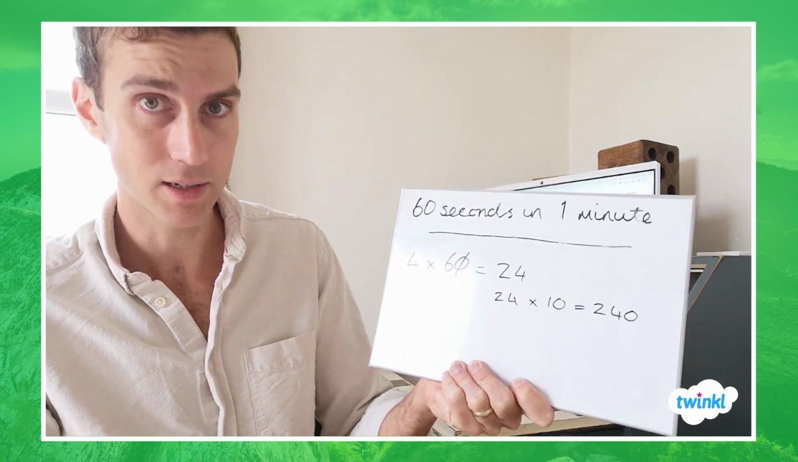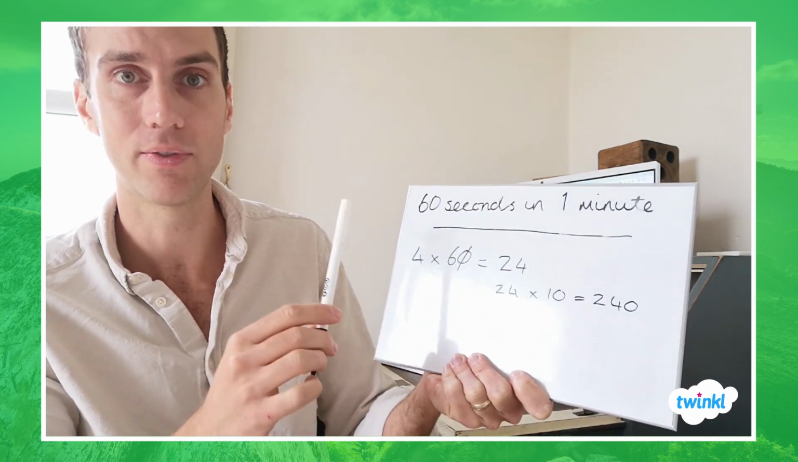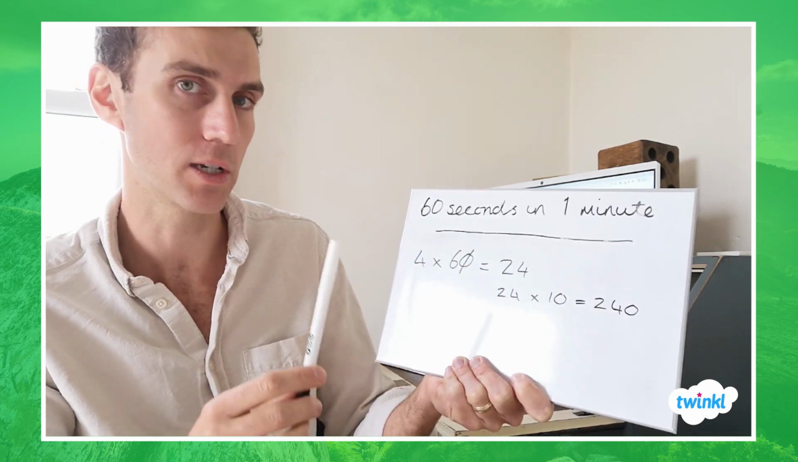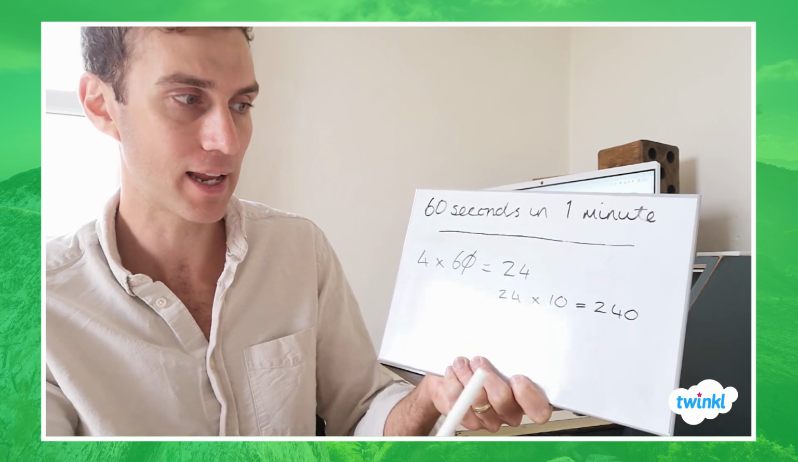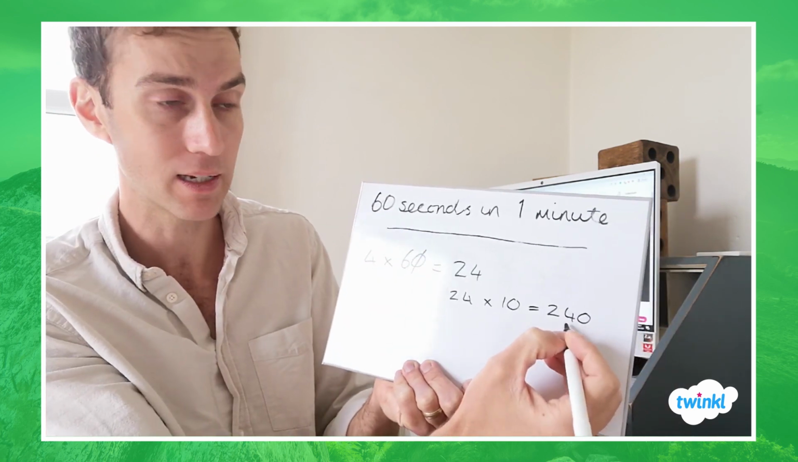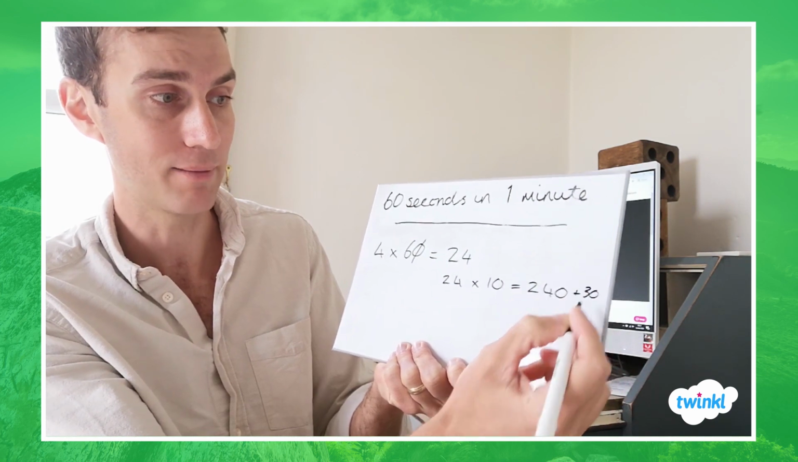Now, chances are that might take you so long that you forget to add on the last 30 seconds, because the question was initially, how many seconds are there in 4 minutes and 30 seconds? So don't forget, you might still have to add some seconds to that last number. So I might still need to add my 30.